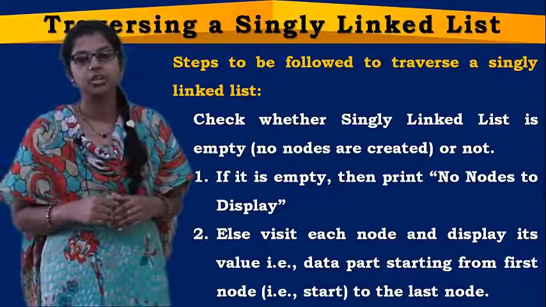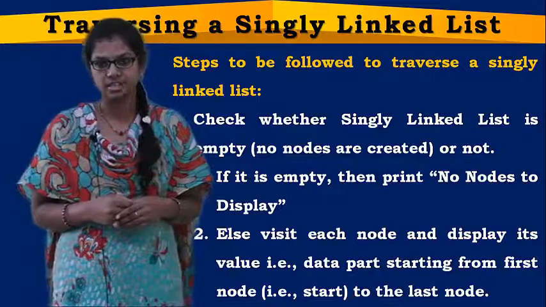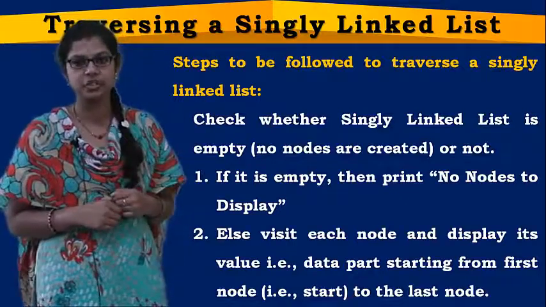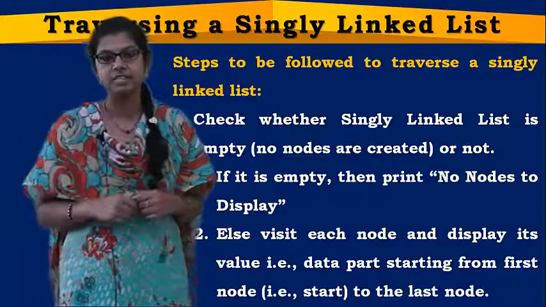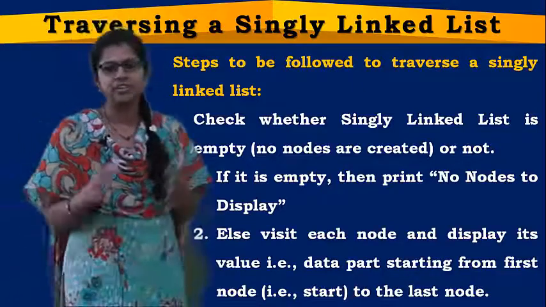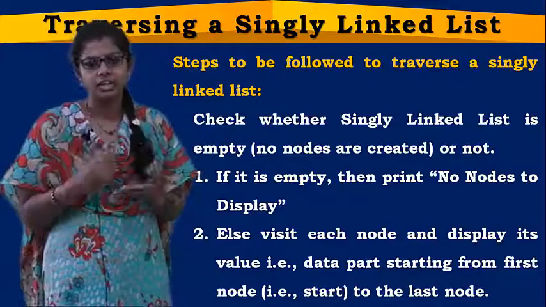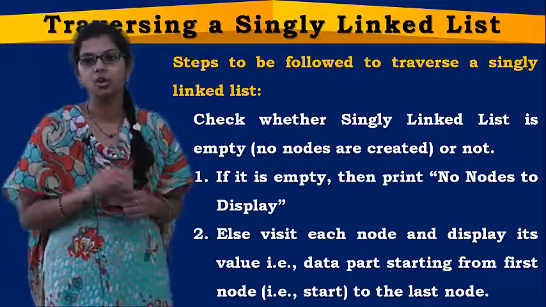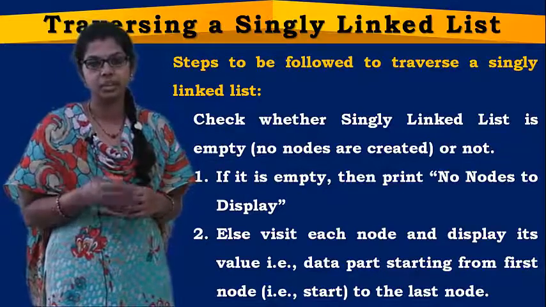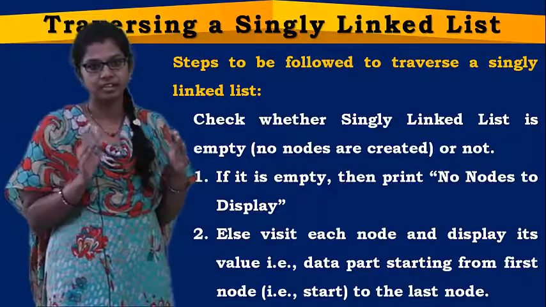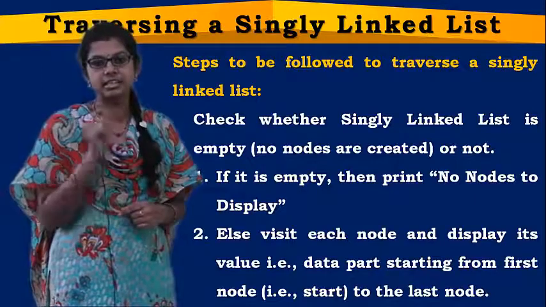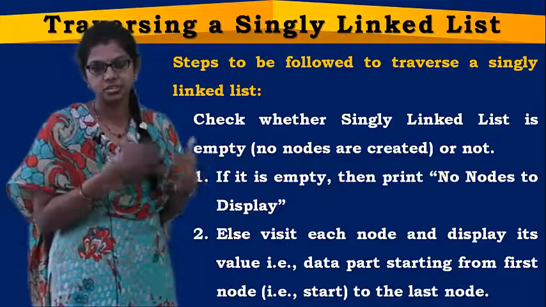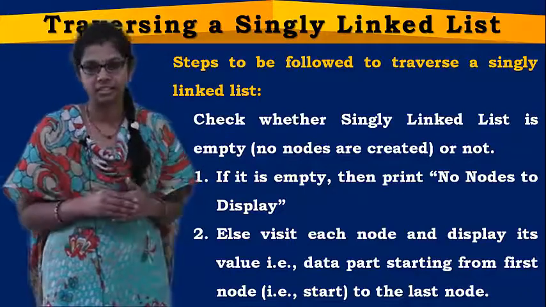Okay. In order to perform this traversing, we need to follow some steps. These are the steps we need to follow to traverse a singly linked list. First, we need to check whether the singly linked list is empty or not. If it is empty, you can't traverse, right? That is, whether any nodes are created or not, we have to check that first.